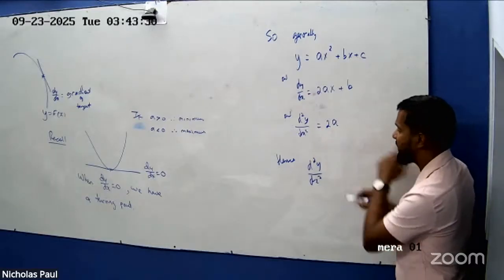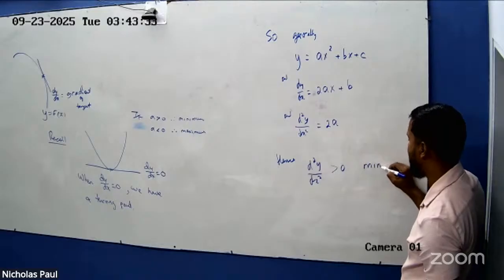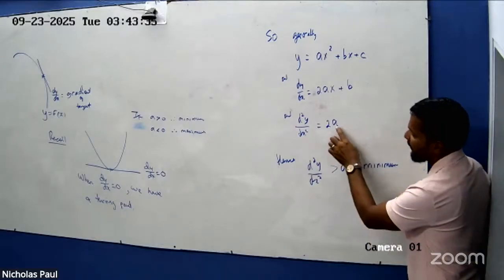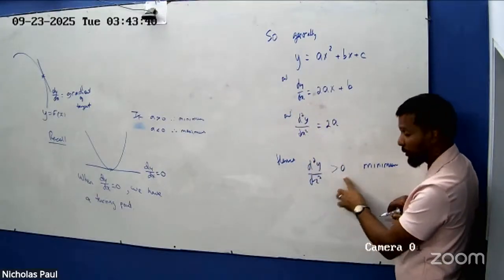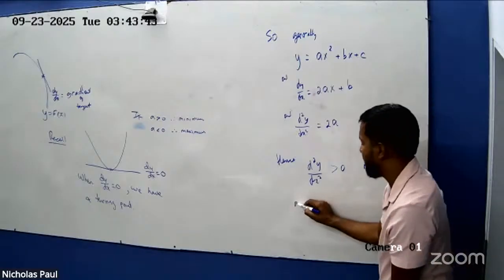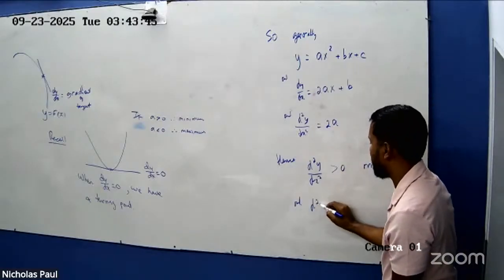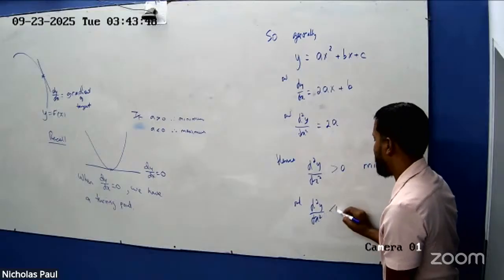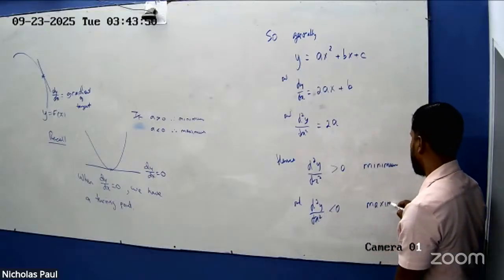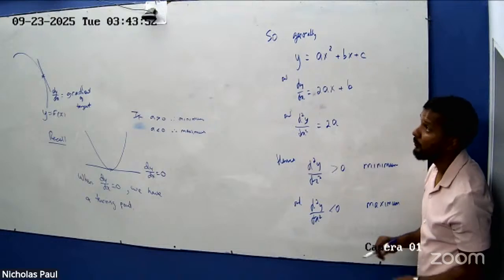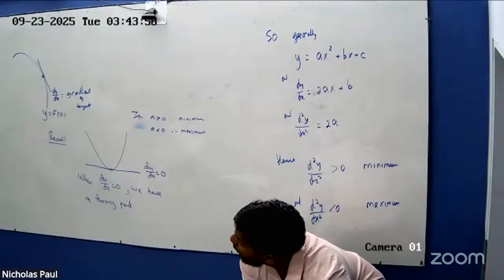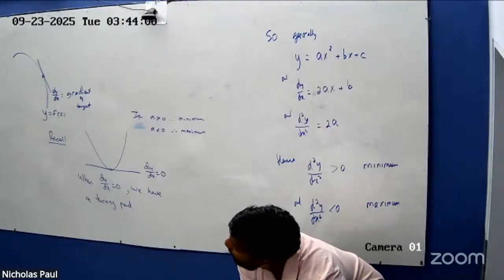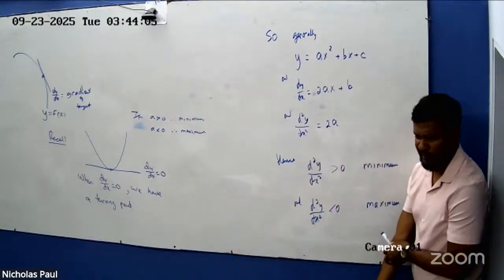So if a is more than 0, it will be a minimum. If I put a value more than 0 here, I'll get this to be more than 0, so it will be a minimum. And if a is less than 0, it will be a maximum. Are you okay with that? So in short, you don't have to learn all that. I'm just showing you where it came from.